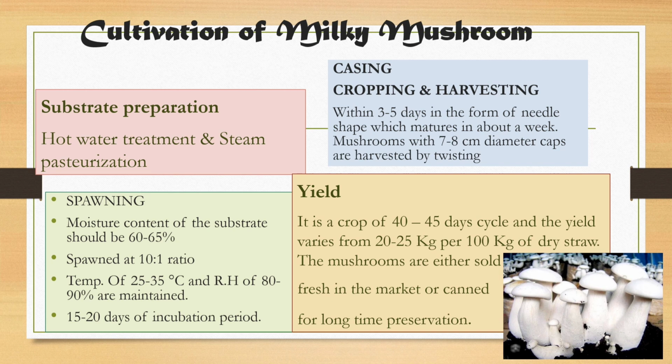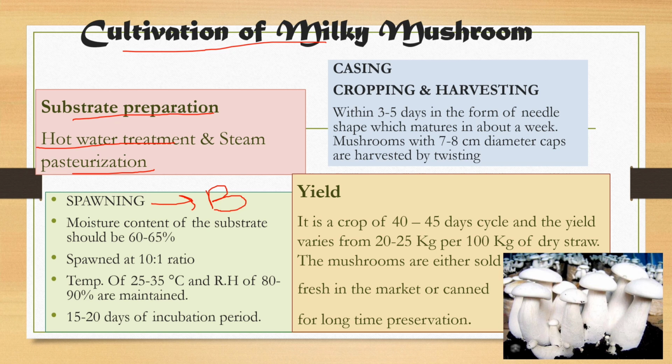Next, coming to the cultivation of milky mushroom. Milky mushroom cultivation is similar to oyster mushroom and button mushroom. Let me explain how. In oyster mushroom, we learned about substrate preparation through hot water treatment and steam pasteurization. Here it is also similar to oyster mushroom. Now comes the spawning. We have to do spawning only by the broadcasting method; no layer method is done.